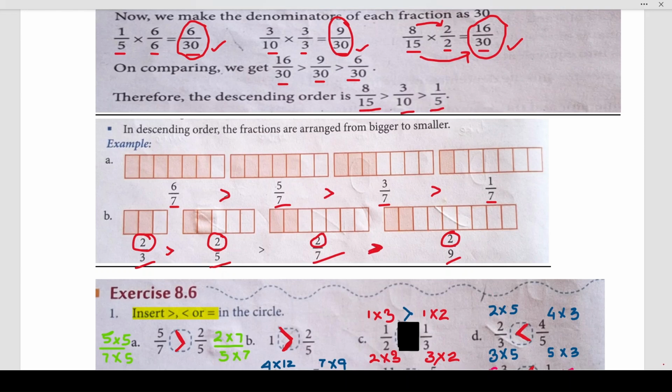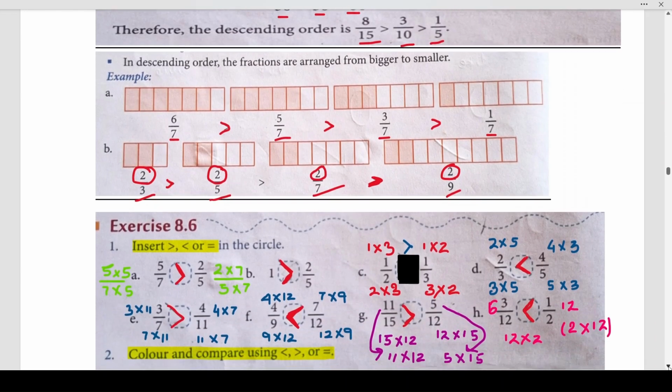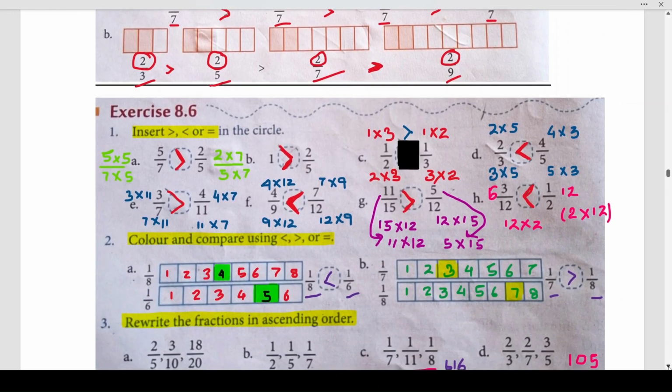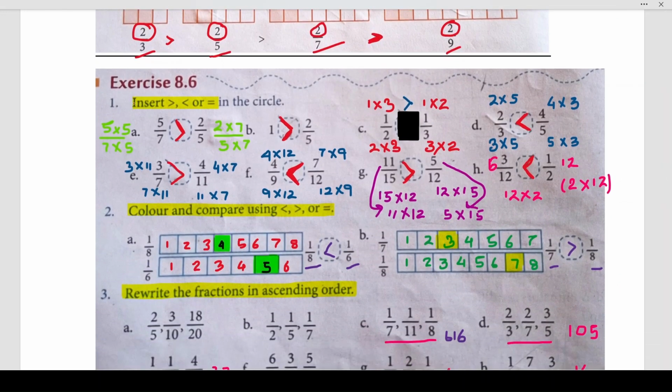Now let us do exercise 8.6. Insert greater than, less than or equal to. Now 5 by 7 and 2 by 5. How will we compare? We have to compare this fraction 5 by 7 with your 2 by 5.